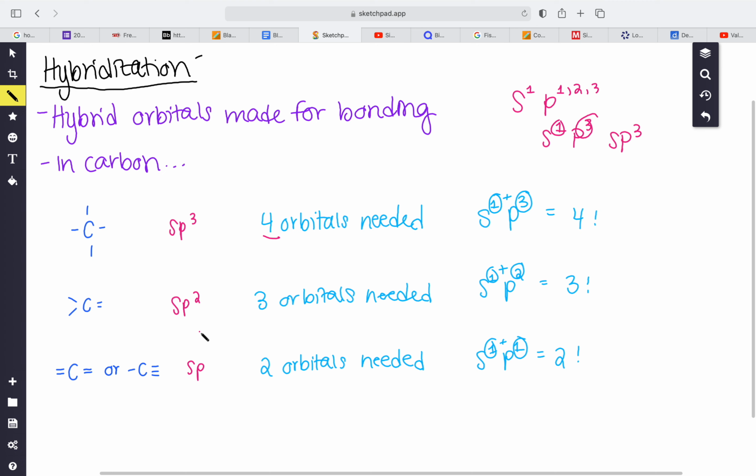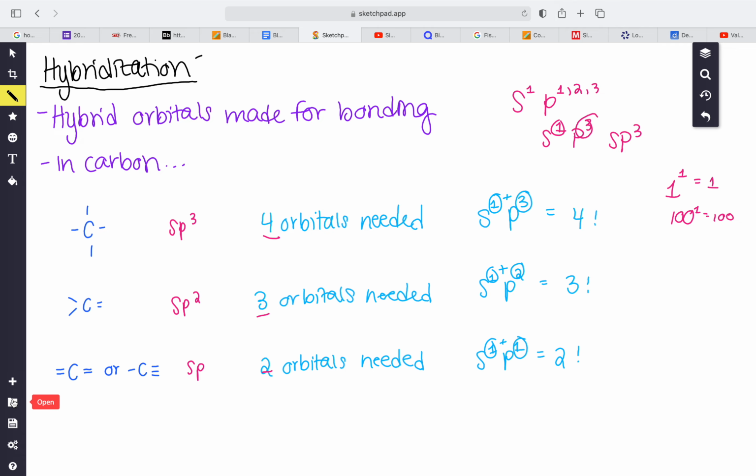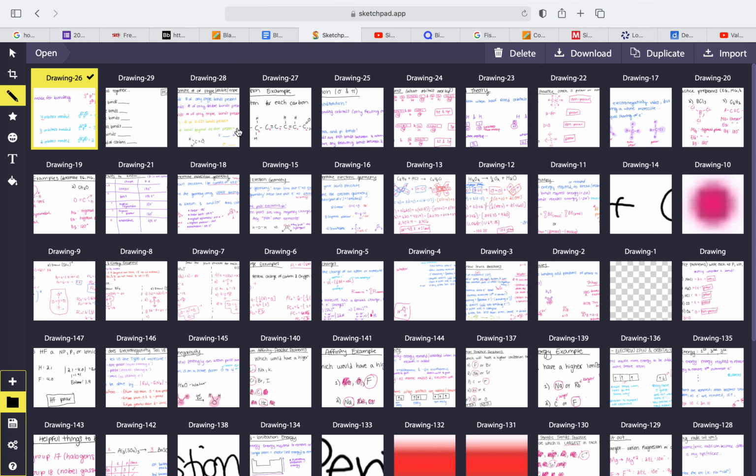You don't write the 1 because anything to the exponent 1 is just that thing. 1 to the power of 1 is 1, 100 to the power of 1 is just 100. So we don't write out that exponent there. It's just SP, and that's the 2 orbitals that we need. Pretty simple way of thinking about it.